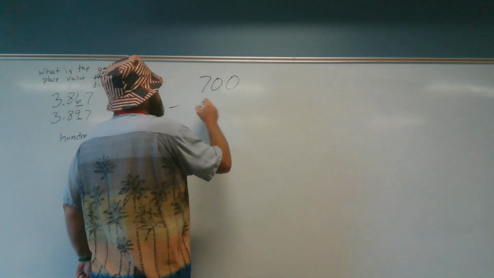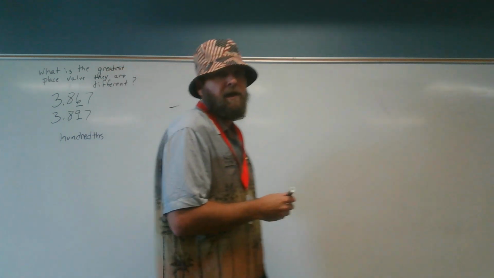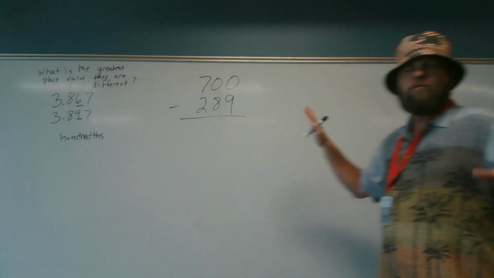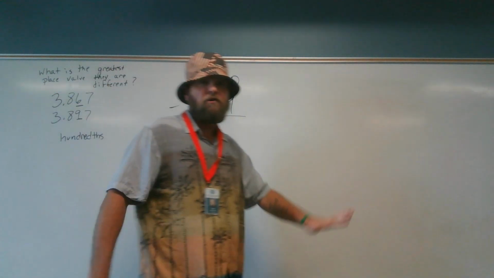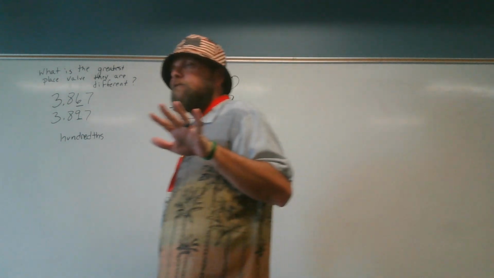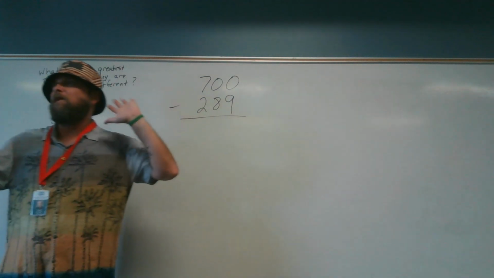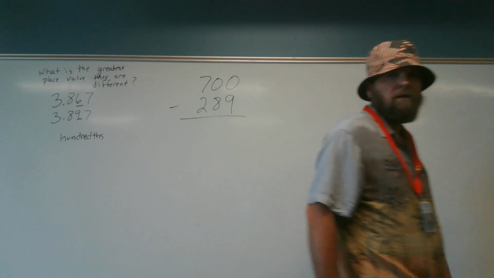If we have the problem 700 minus 289, so we need to find the difference. Just watch these few here. We're going to find the difference of 700 and 289. Now this is where we get confused. I'm going to talk through a couple, and then I'm going to give you some to solve, and then we'll solve them as a group. All right.